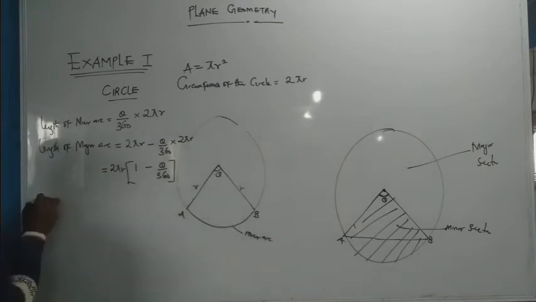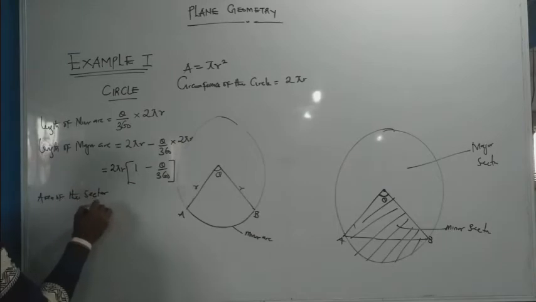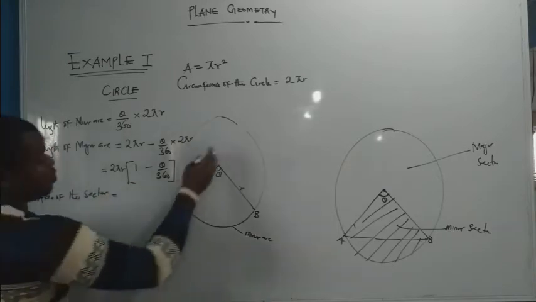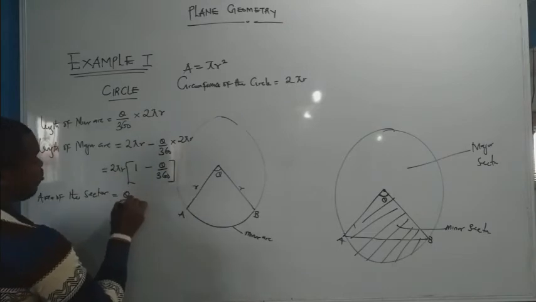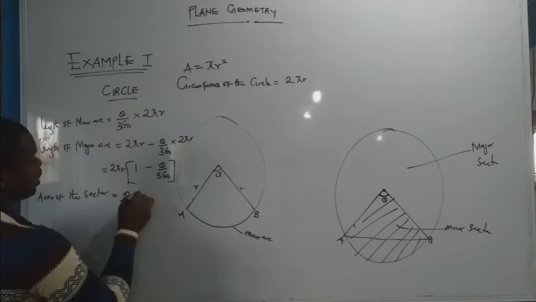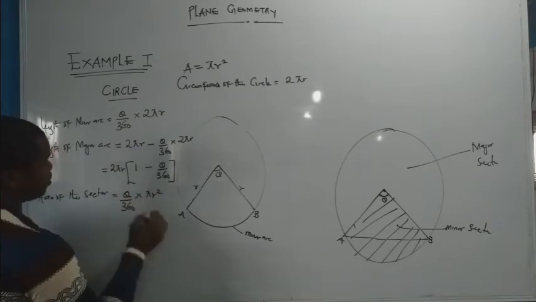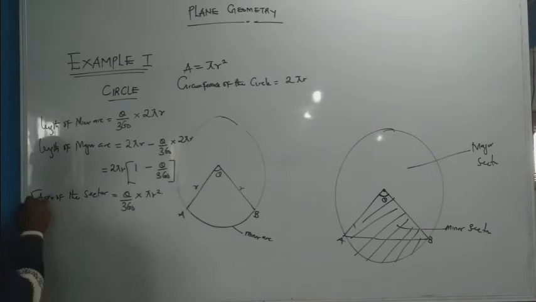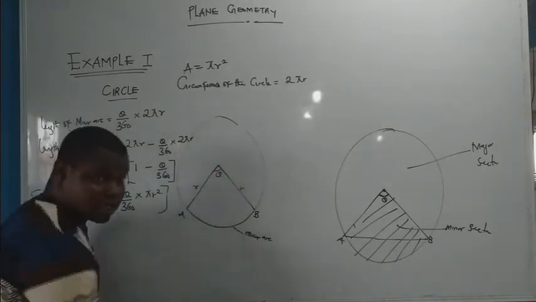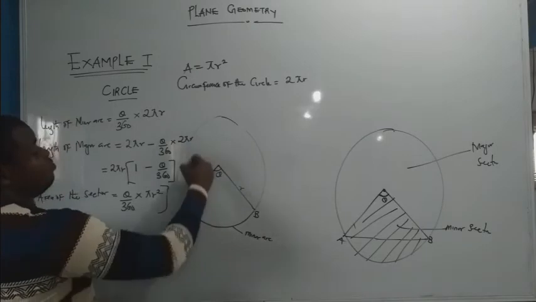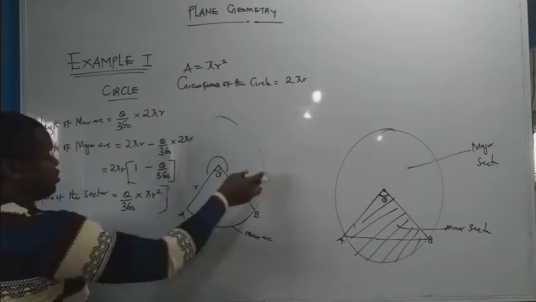So the area of the sector is equal to theta over 360 times pi r squared. This is the formula to calculate the area of a sector. Is that clear? Now, this formula is for the minor sector. Now we still have the major sector, that's this aspect, the major sector.